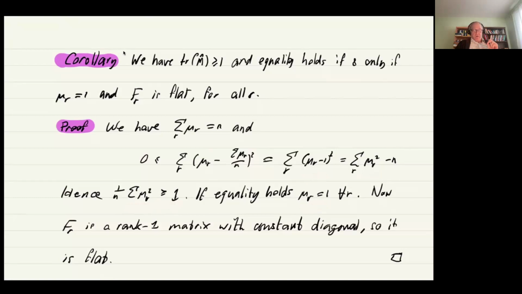The eigenvalues are simple. And so F r is now a rank 1 matrix with constant diagonal. But F r is going to be equal to X X star, and the diagonal entries are just the squares of the entries of X. And so from that you can deduce quickly that F must be flat.